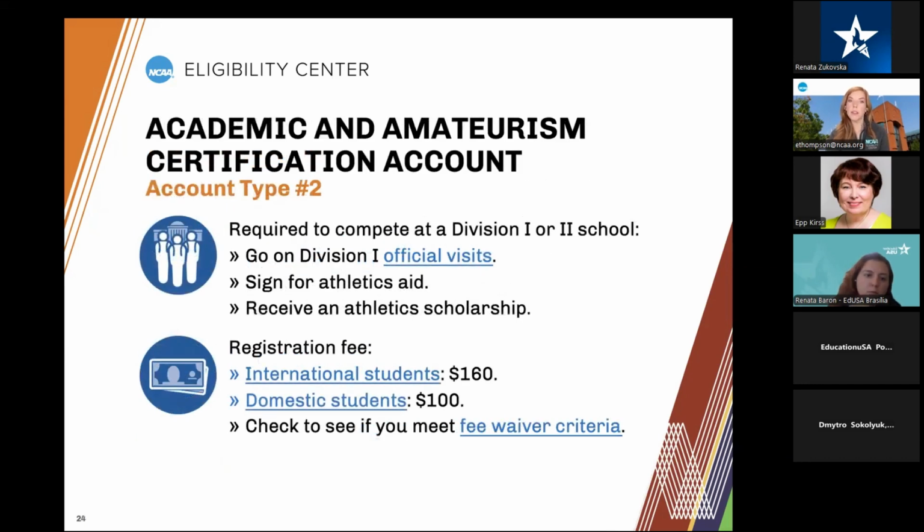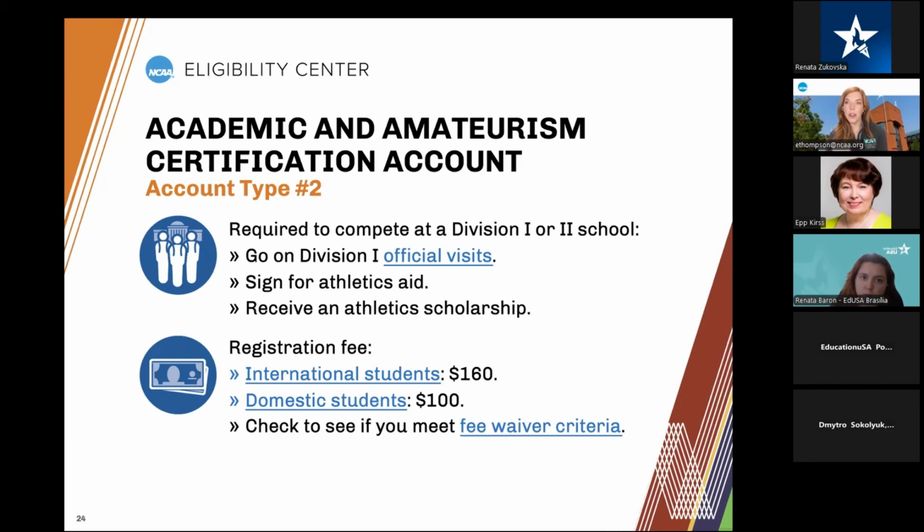The second account type is our academic and amateurism certification account. You may see the name of this account change a little bit in the future, but this is the full certification account with the NCAA. If you are actively being recruited by a Division 1 or 2 school, or if you would like to keep options of all divisions open, Division 1, 2, or 3, this is the account type that you would need. Currently, there is a $160 US fee for international students. It's a one-time registration. Once you have that account, you have it for life. It doesn't go away. It doesn't have to be renewed. So it is a one-time fee.